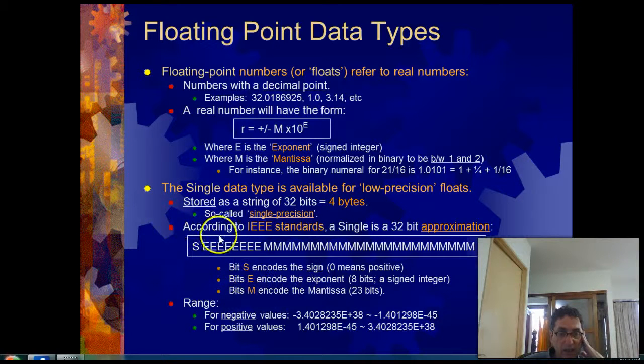Bits E, these bits, encode the exponent. We have 8 bits, so that's a signed integer. And then these bits encode the mantissa, and there are 23 of these. So the range for negative values is minus this to that, and for positive values, it's from here to here.